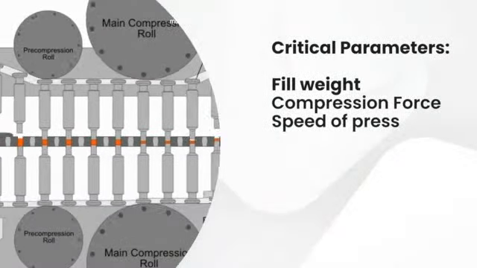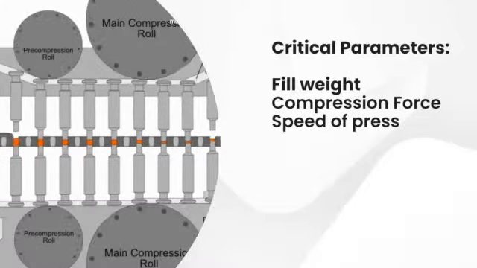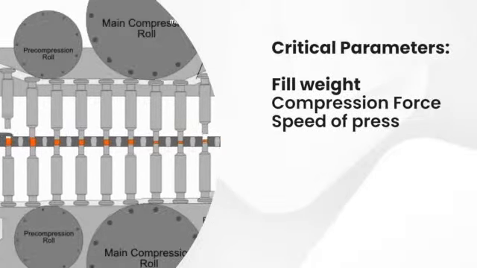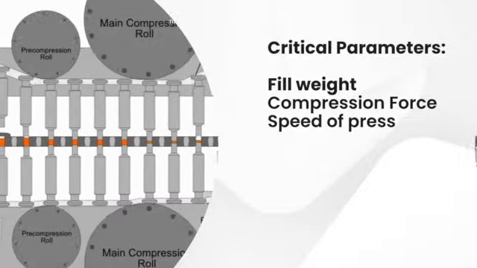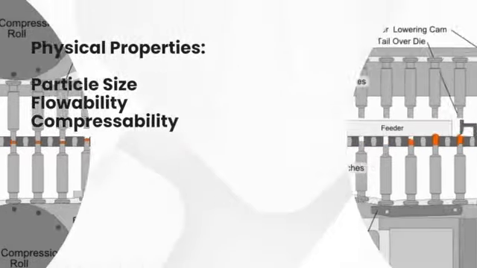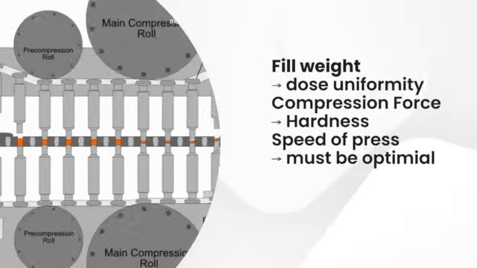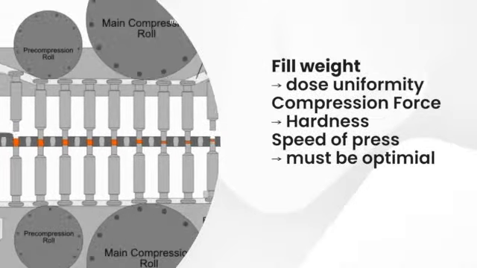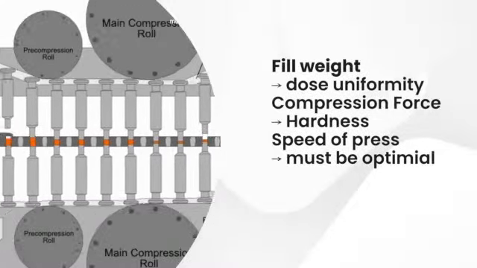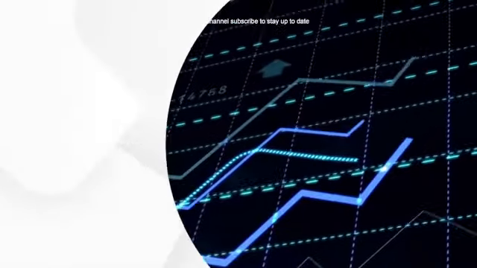Achieving optimal tablet properties requires careful consideration and control of several key parameters. These include the fill weight of the granules in the die cavity, the applied compression force, and the speed of the press. The physical properties of the granulation, such as particle size distribution, flowability, and compressibility, play a crucial role in how the material behaves under pressure. Maintaining consistent fill weight ensures dose uniformity, while the applied compression force dictates the tablet's hardness and friability. The press speed must be optimized to allow sufficient time for the material to consolidate and form a robust tablet.